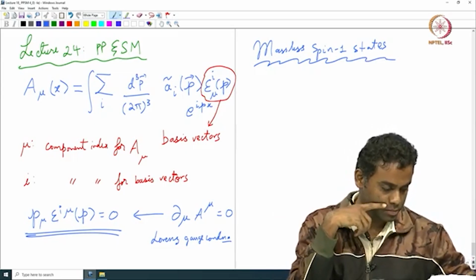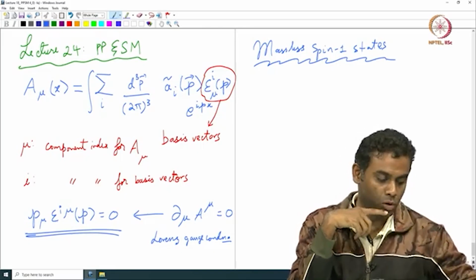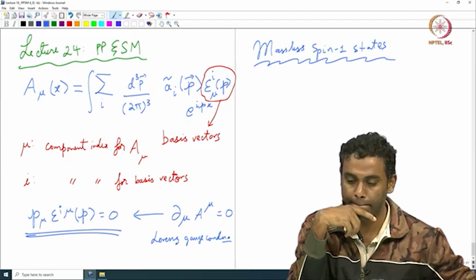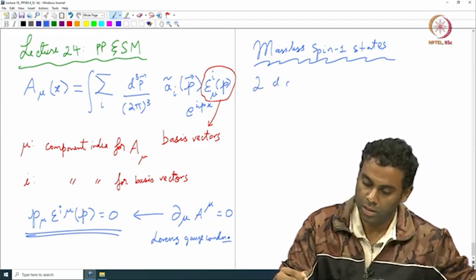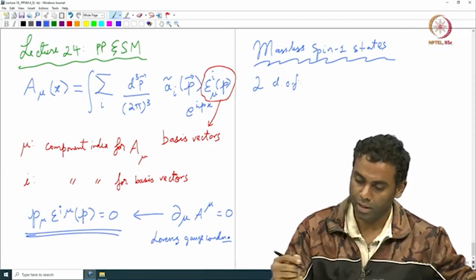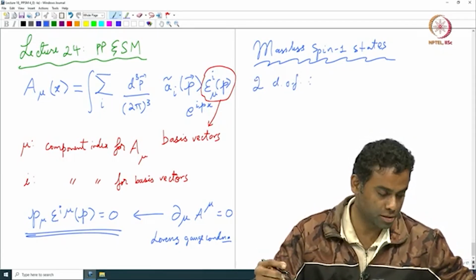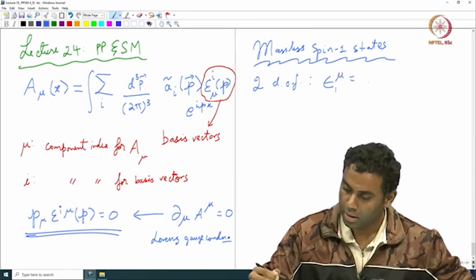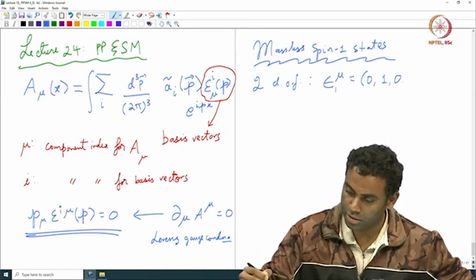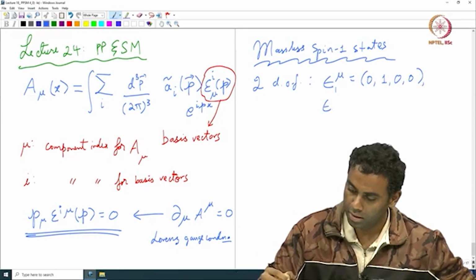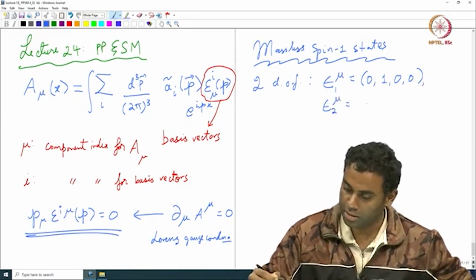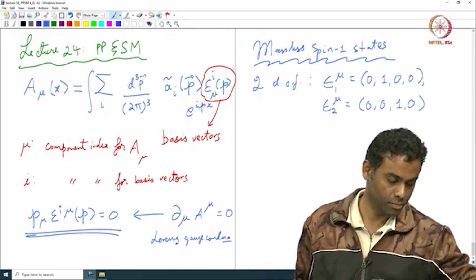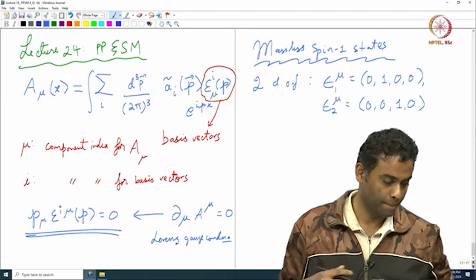Alright, so how many degrees of freedom do we have now? This is what we started out with. Of course we have 2 degrees of freedom, and we saw that the polarizations can now be written, again I am writing linear polarizations, you are always welcome to write circular polarization vectors also, different bases. Okay.